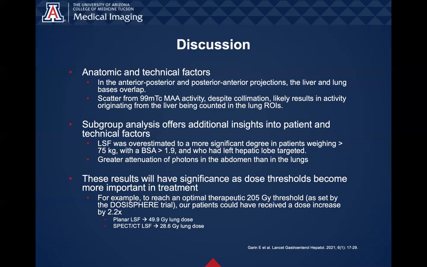Conversely, dosimetric calculations from SPECT only required the mean activity administered to be increased by 2.2 times in order to be considered optimal. Additionally, this resulted in a mean total lung dose of 28.6 gray, which falls below that lung activity threshold of 30 gray.